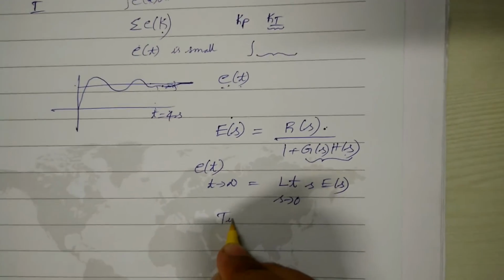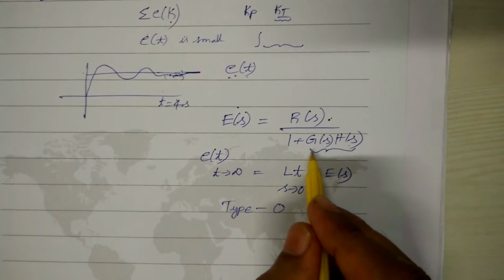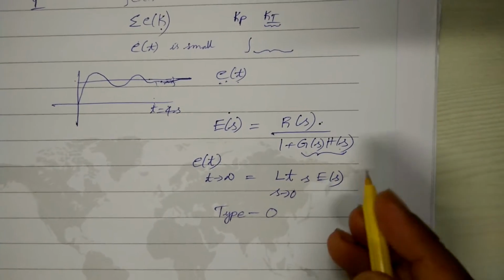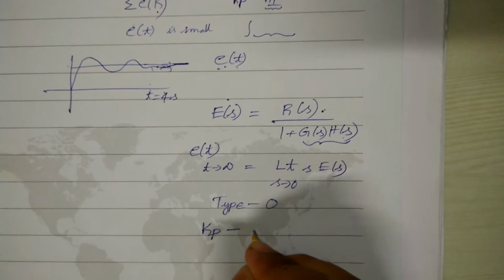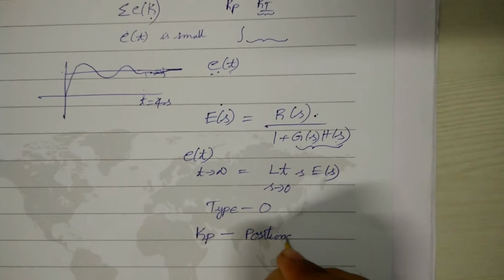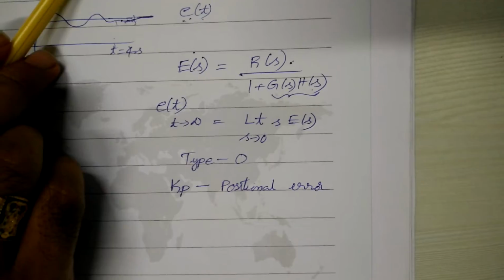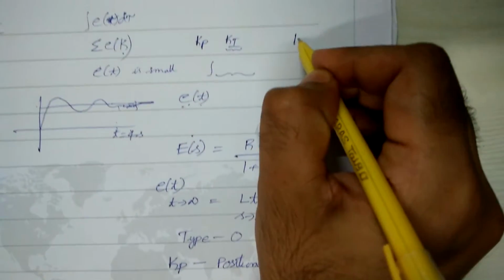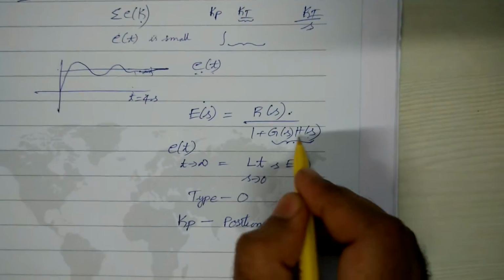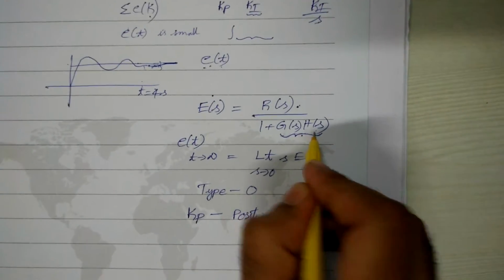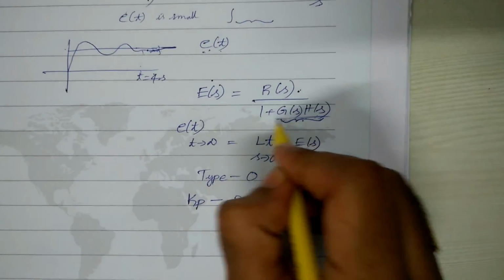So for type 0 system with only P controller, the loop transfer function, there exists a steady state error and that is called positional error constant. So by introducing an integral action into the loop, we are introducing a pole at origin, or we are increasing the type of the system of the loop transfer function. So that means we are deliberately increasing the type of the system.